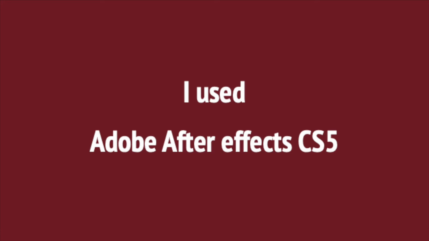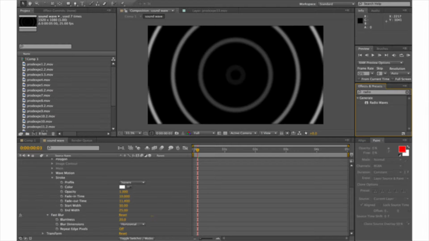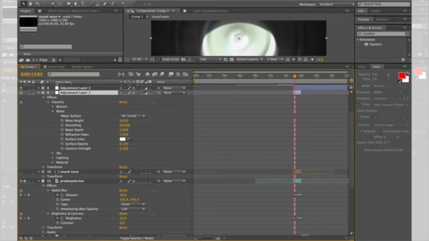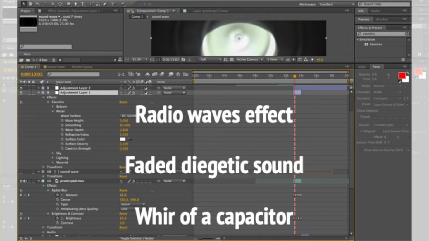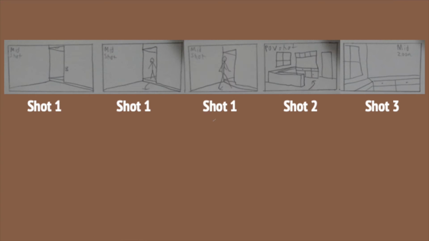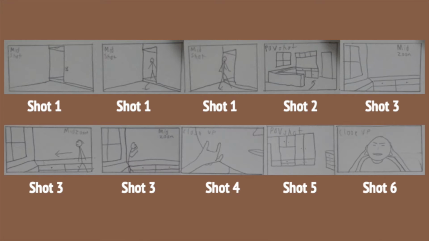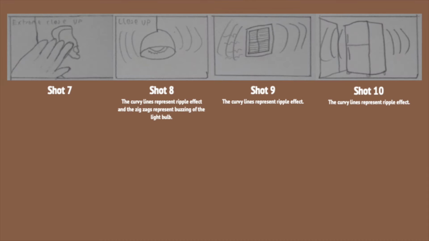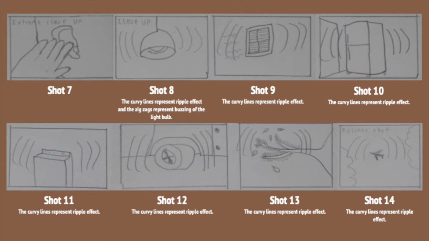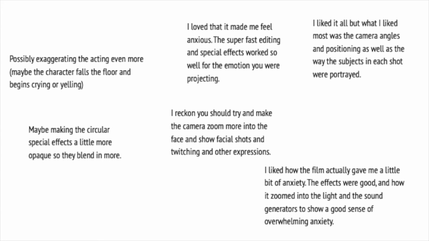I've used Adobe After Effects CS5 to generate the special effects with the radio waves preset. I've used faded diegetic sound design and a capacitor sound effect. Here is the production experiment storyboard. It's a bit basic, but I did try my best. And here is the feedback I received from my classmates.